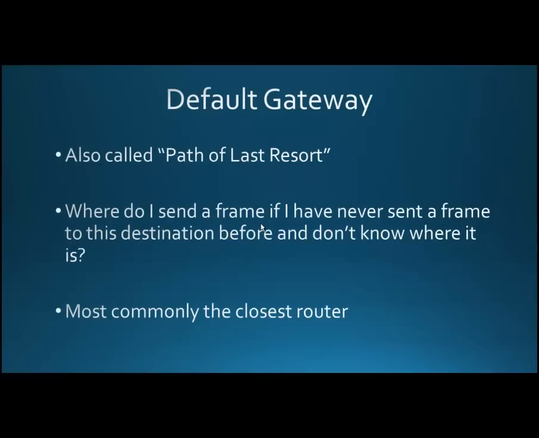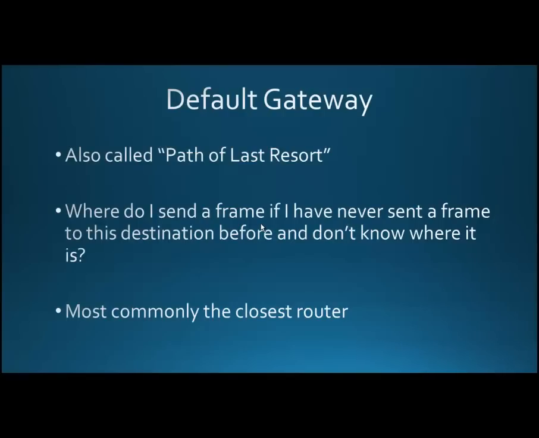All right, default gateway, typically called the path of last resort. Some people just call it the gateway. But basically, it's where do I send the frame if I have no idea where to send the frame. Typically, if you have smaller networks that have just one router, so you've got 50 people, those 50 people all go into a switch, and then it goes to a router, and then it goes out to the internet.